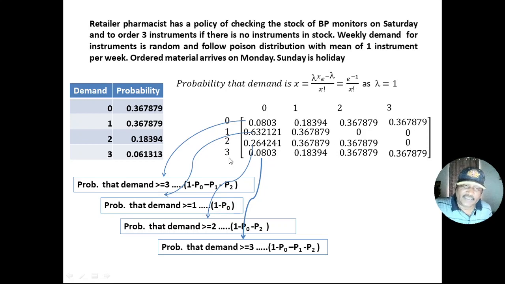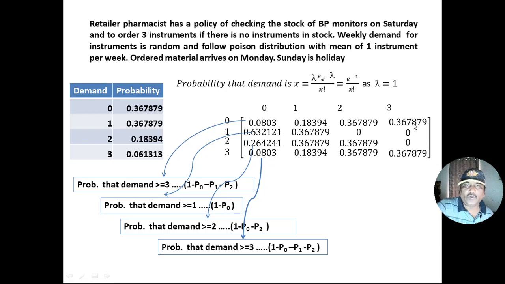All right. And having three cameras on Saturday is as good as having zero cameras on Saturday, because these are going to get converted to three cameras at the beginning of next week. So this row will be similar to this row. All right.